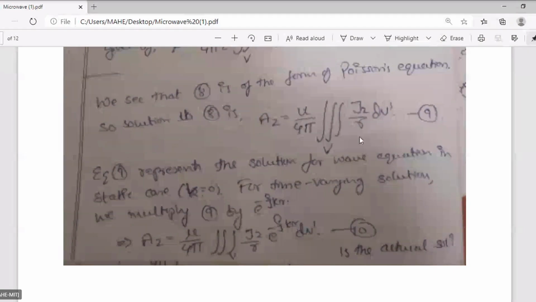Okay, that is understood, no? 2 pi by lambda. For lambda distance, the phase change is 2 pi. So for r distance, it is 2 pi by lambda into r. So k is nothing but 2 pi by lambda. So this represents the phase delay for the wave to travel from the source to the point. Is it clear?